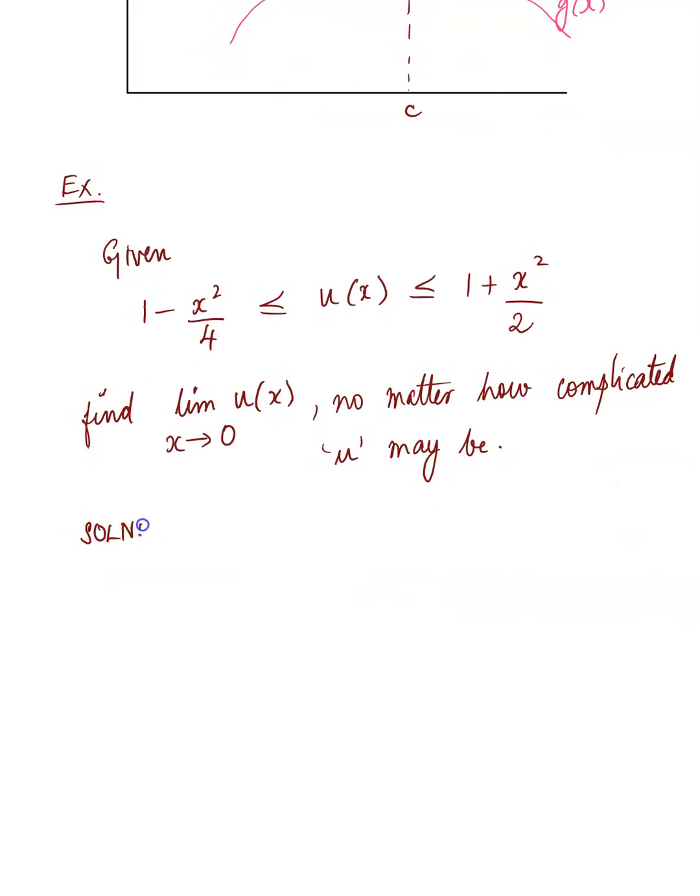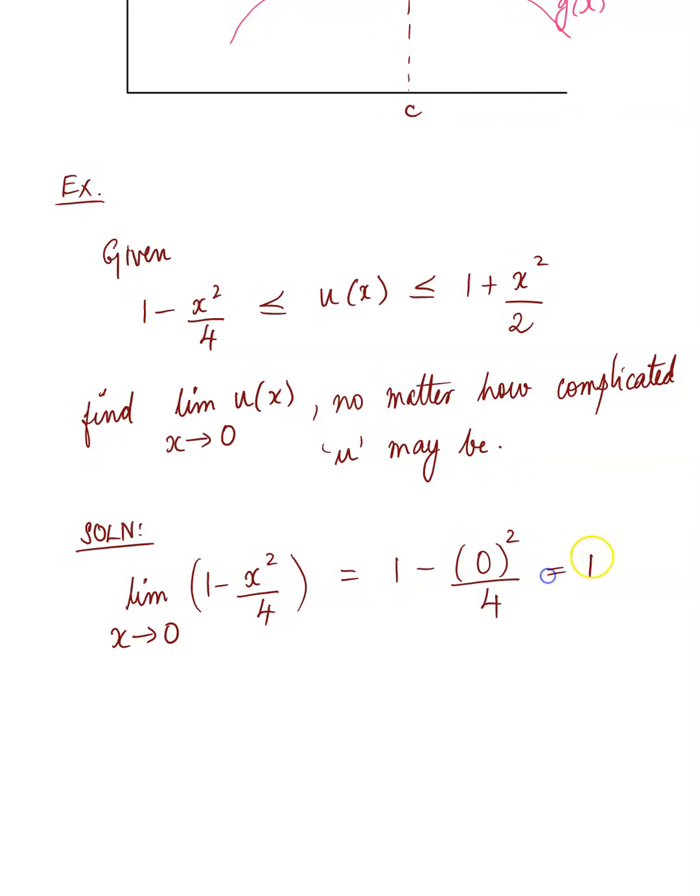The solution would be to first apply the limit for the ends, right? Because we don't know what u is, we have no way to apply the limit directly to u. So we apply the limits for the ends, when x approaches 0. Because of the setup, you can directly plug in 0 for x. So 1 minus 0 squared over 4 comes out as 1.